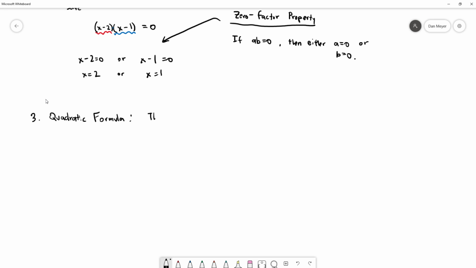The solutions to ax squared plus bx plus c equals 0 are x equals negative b plus or minus the square root of b squared minus 4ac, all over 2a. So there's the formula. You're not meant to have it memorized tonight.